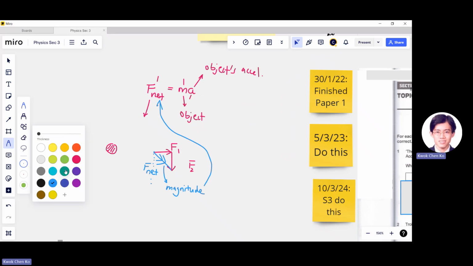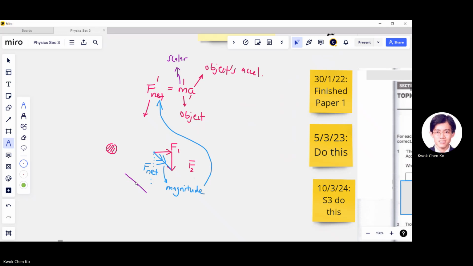Now, one last point to add. Your acceleration is a vector, just like net force. And hopefully you can remember enough to tell me that mass is not a vector, it is a scalar. So it means that F net and acceleration should be in the same direction since both of them are vectors. Okay, so keep this in mind. For this particular case, my acceleration will be in the same direction as the net force.